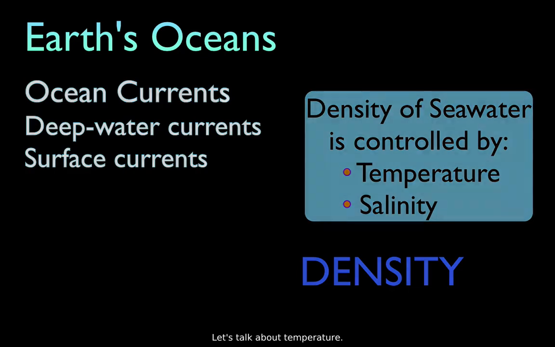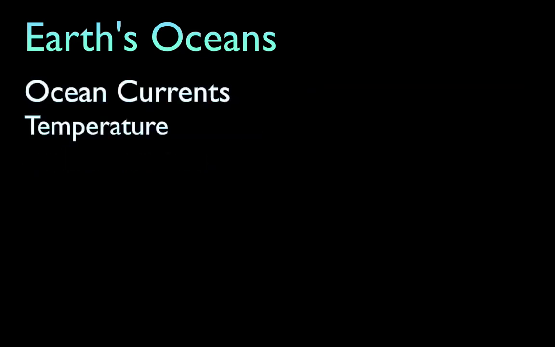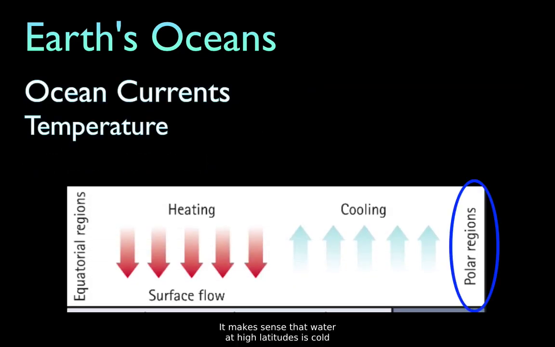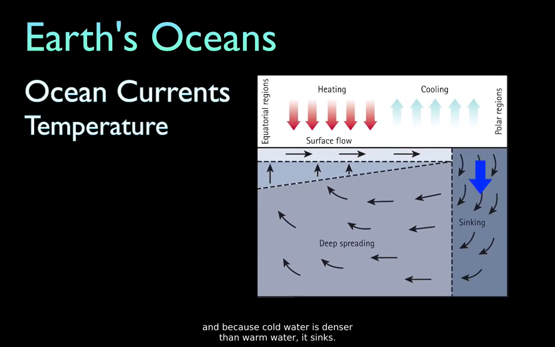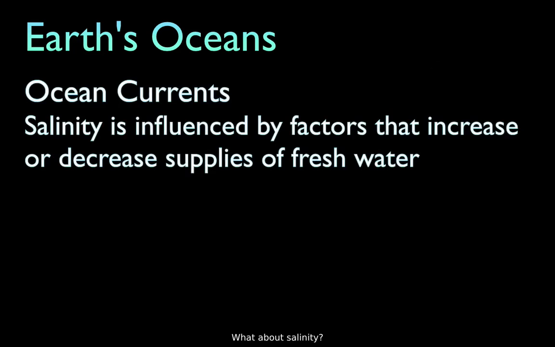Let's talk about temperature. It makes sense that water at high latitudes is cold, and because cold water is denser than warm water, it sinks, and this sets up the movement of deep water flow. What about surface currents? Wind drives the surface currents. What about salinity? The saltier the seawater, the denser the seawater.